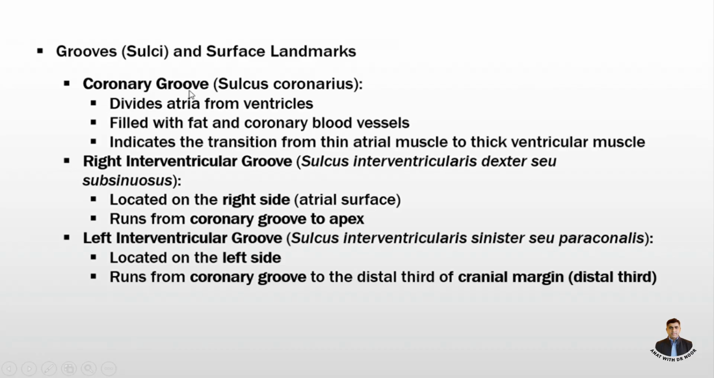The coronary groove divides the atria from the ventricles. It is filled with fat and coronary blood vessels. It indicates the transition from the thin atrial muscle to the thick ventricular muscle. Right interventricular groove: located on the right side, on the right side's atrial surface, and it runs from the coronary groove to the apex.